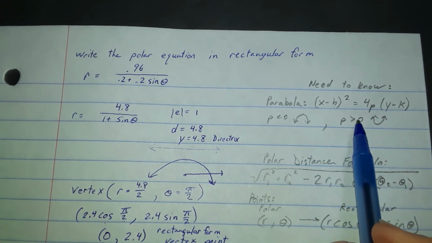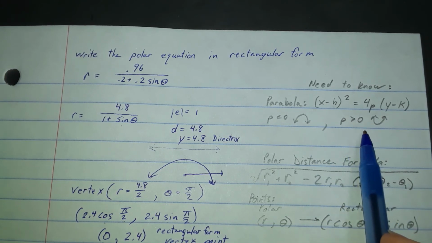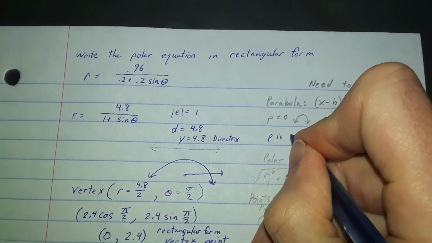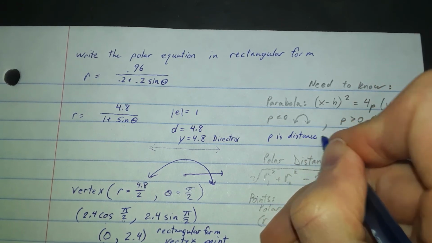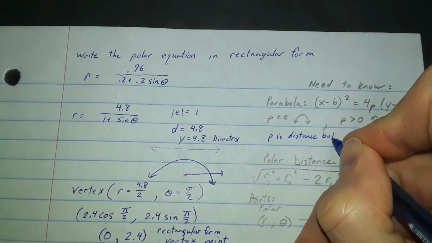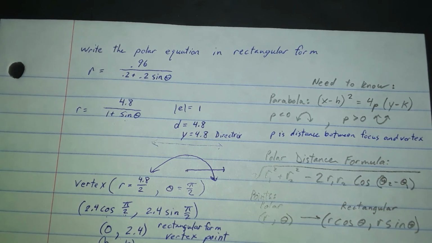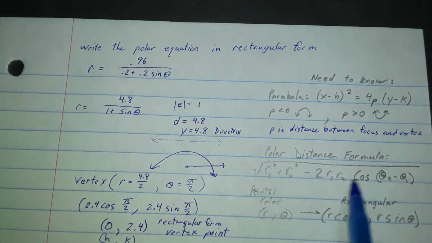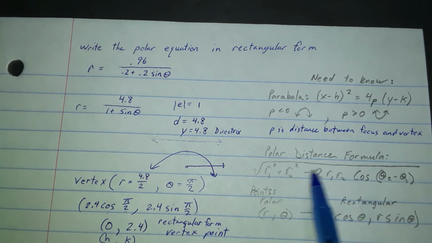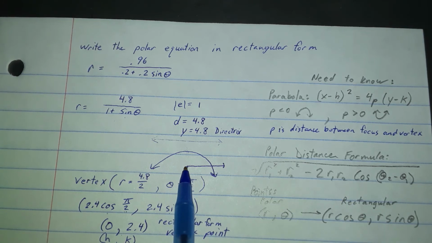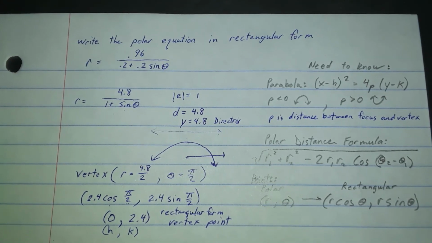So now we also have to have a p-value, but I said we already know the p-value because p, let me write this down, p is the distance between the focus and vertex. And if you really wanted to verify that we already know this value, you could plug values into the distance formula and calculate this. And you're going to find that it's 2.4, the distance between this point and this point. So our p-value is 2.4.